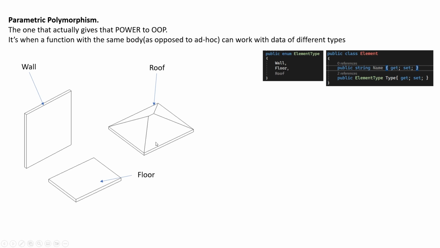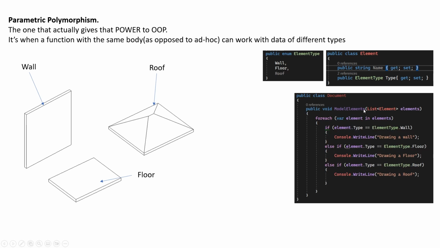And let's say where we're going to create them. Let's suppose in some sort of document. Let's say that we're building our own 3D application and the user is going to double click on the icon. The user is going to open or create a new document, and within this document, the user can basically model walls, roofs, floors. And we're going to create a method like this. So we're going to have a class document, and that document will have a method called model element. And here we're passing just a list of elements.